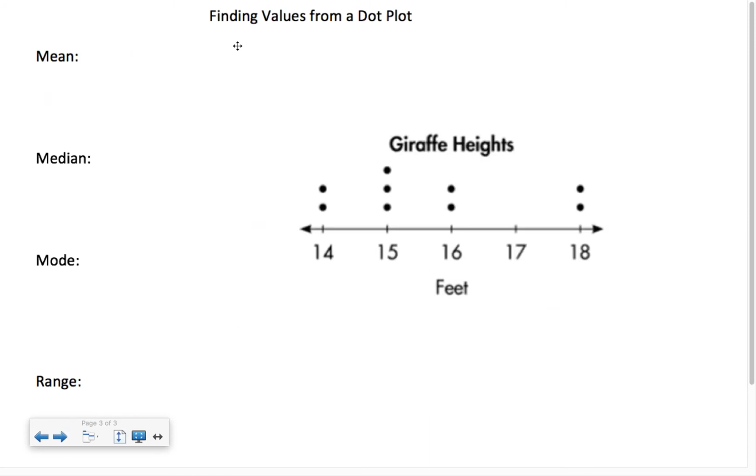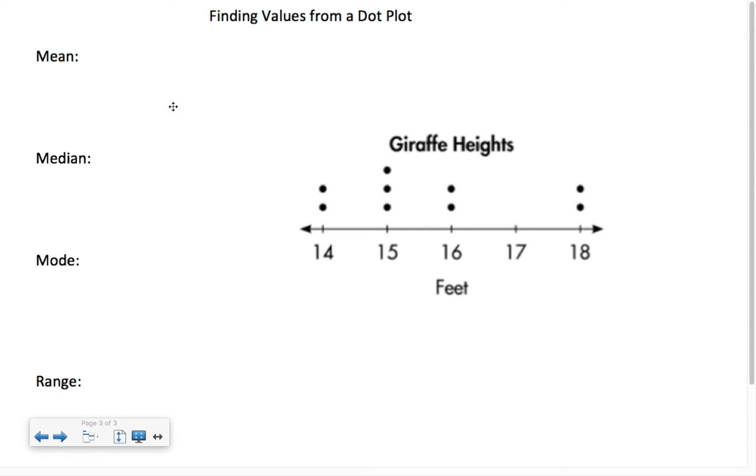Now, finding values from a dot plot. We have our measures of central tendency here: our mean, median, mode, and range. Looking at this, we have giraffes' heights. We have 2 for 14, 3 for 15, 2 for 16, none for 17, and 2 for 18. Even though there was no data at 17, it needs to be there. It has to be on the number line. Otherwise, it's not really showing us how far apart our data is.